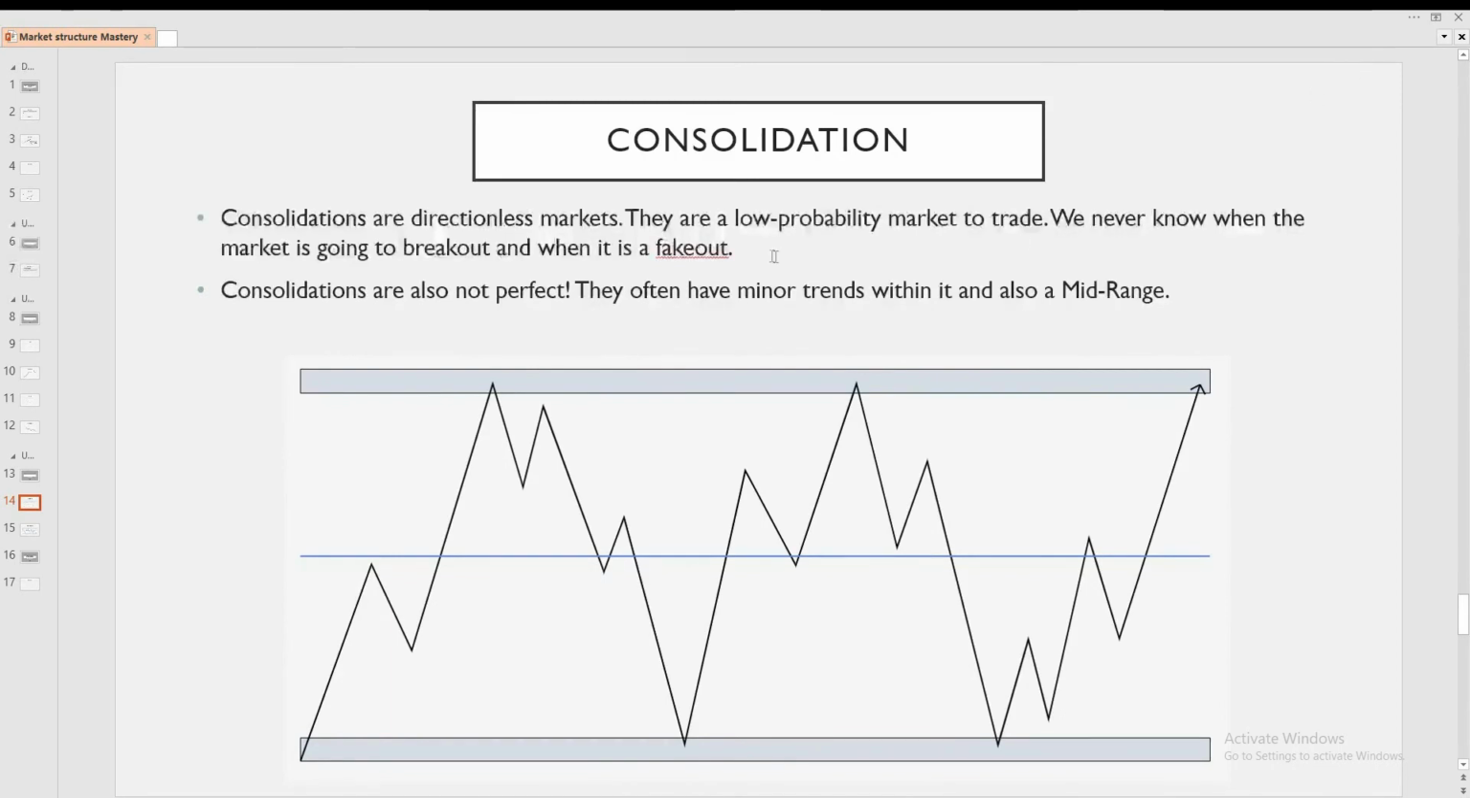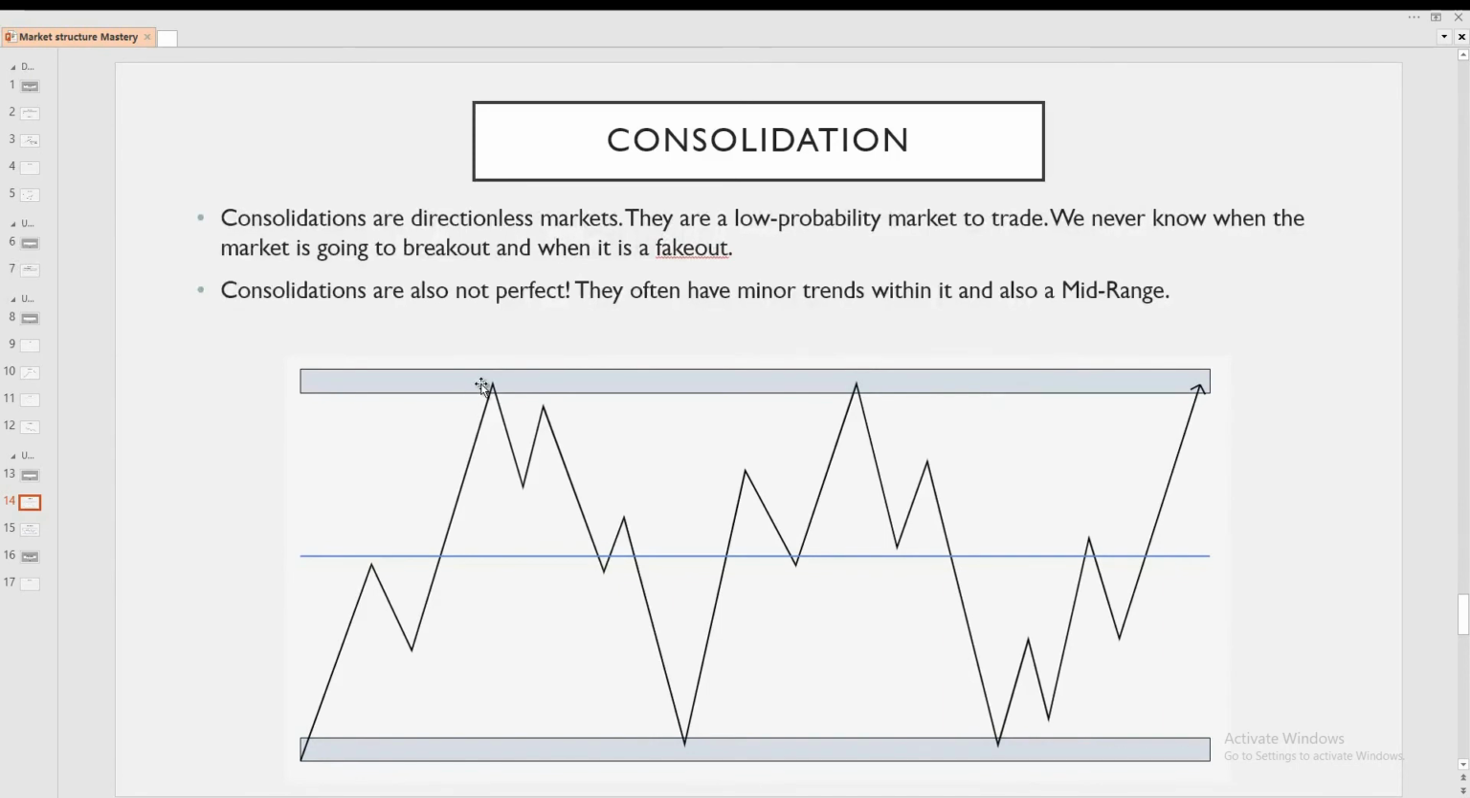As I already said, they are a low probability market to trade. We never know when the market is going to break out, when it's a fake out, and again, we always need to see a clear break above, stay above, retest, and then potentially continuation in order to prove that the market is really about to pick a direction, all right?